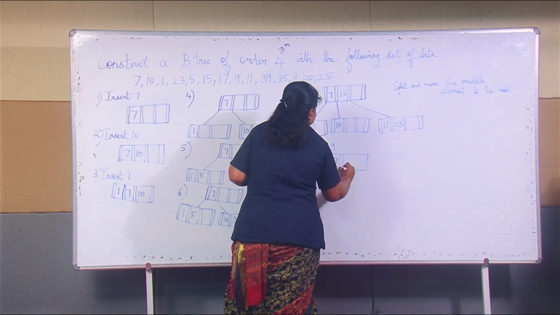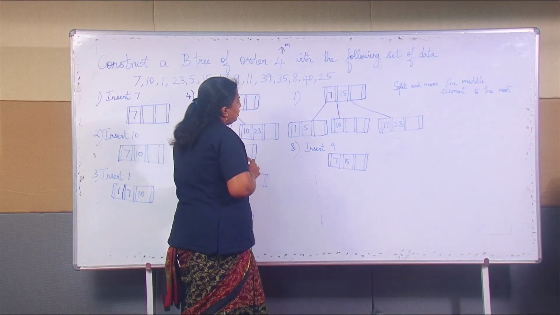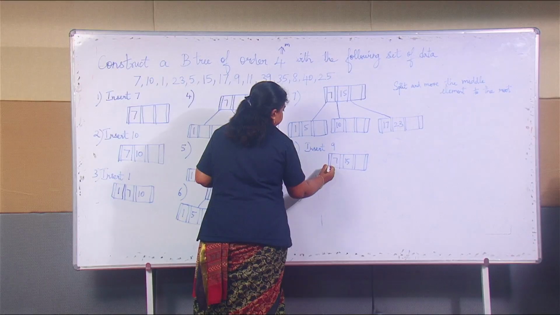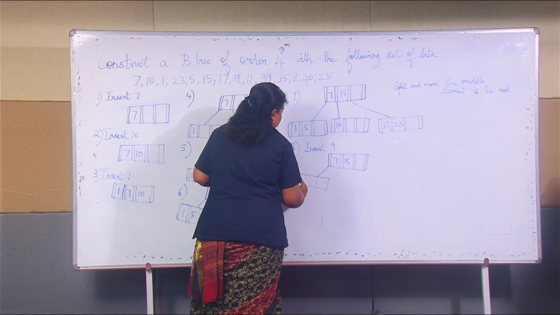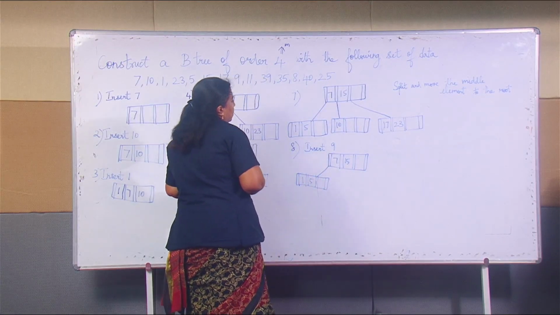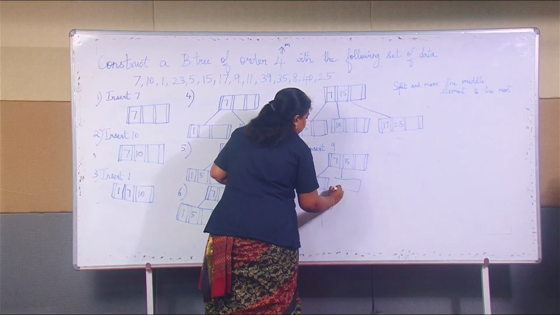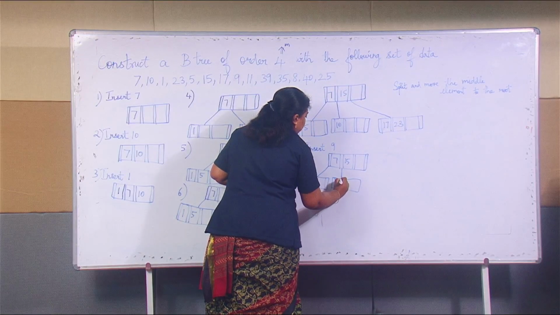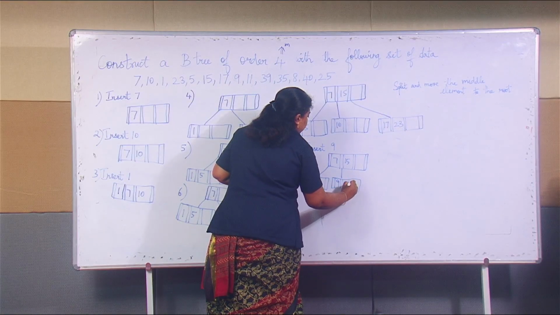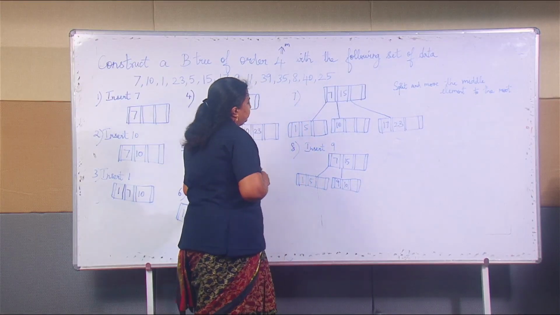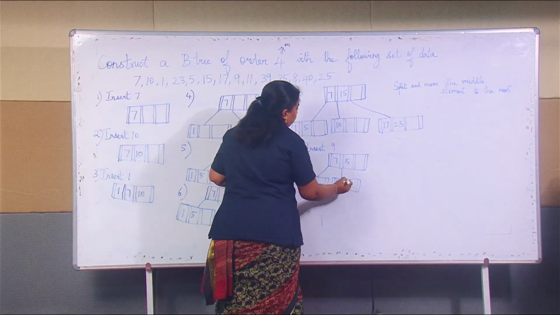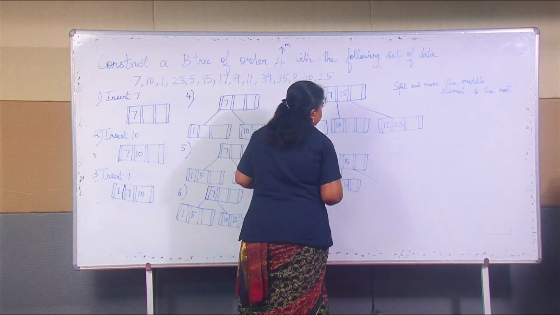Seven, 15. So the root node remains the same. And to the left of the 7, we have 1 and 5. And in between 7 and 15, now the new value 9 will be inserted. And on the right hand side of 15, we have the value 17 and 23.